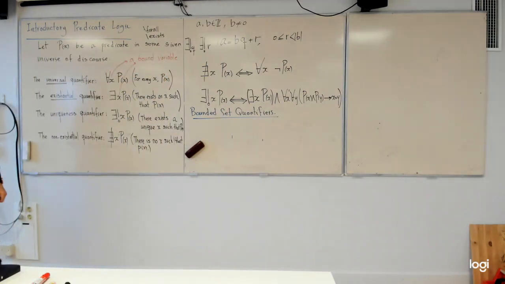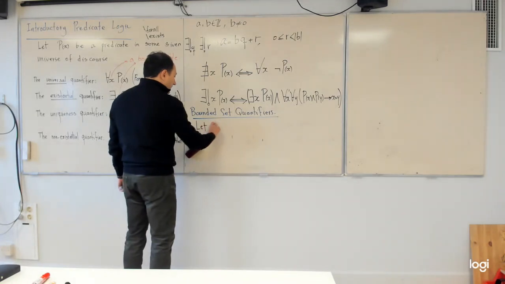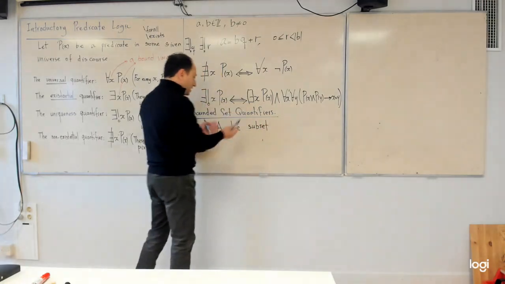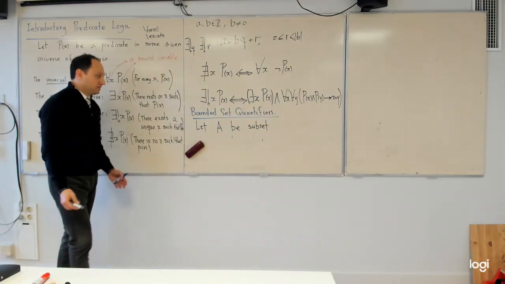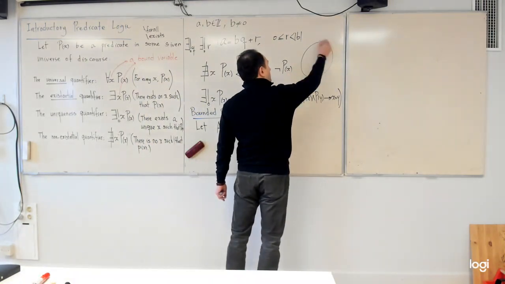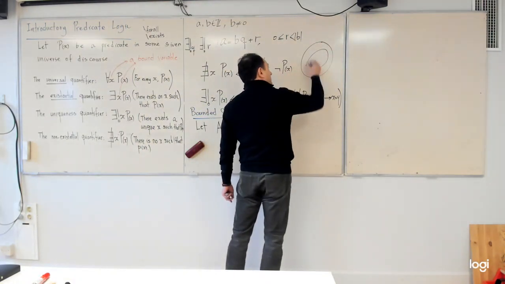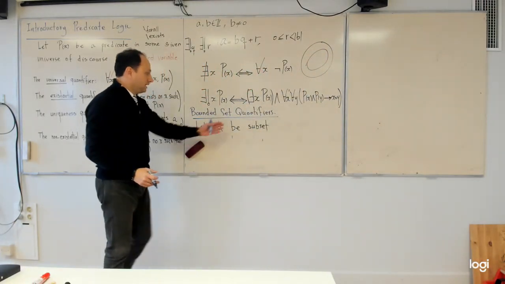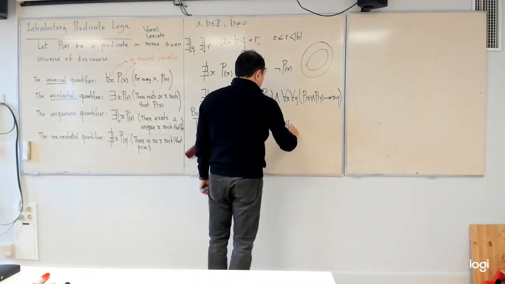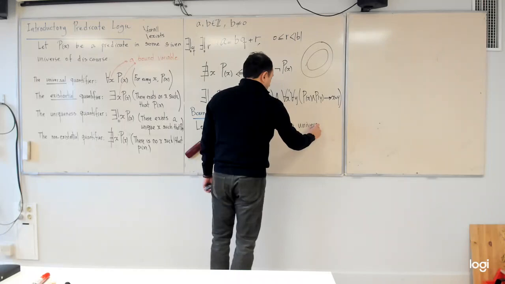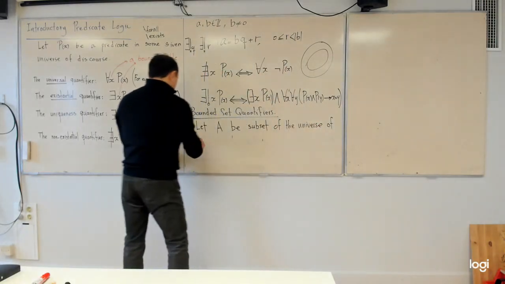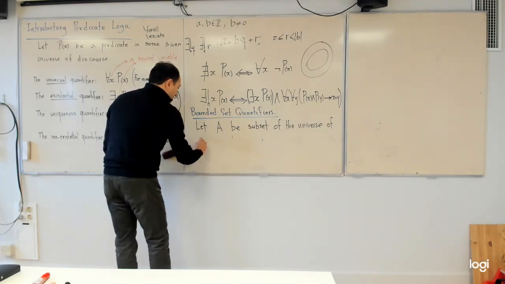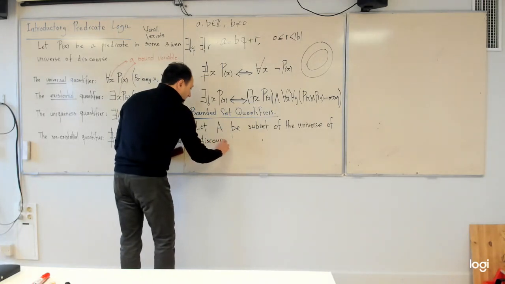So let me write it for you. Let A, capital A, be a subset. We will talk about these things in math form, but you have an intuitive understanding of what I mean by a subset. If this is the universe of this course, and I take one portion of that, that is a subset. Yes? So let A be a subset of the universe of this course.